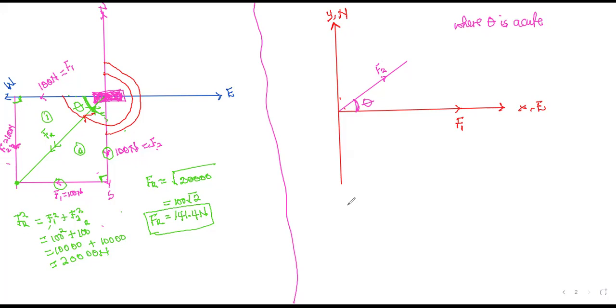Okay, Frank. Please, do you equate the angle to 90 degrees minus theta? Why 90 degrees minus theta? If 90 degrees minus theta, it means that you are referring to this angle, the angle F2 makes with the resultant, with the north. That's what you are referring to.